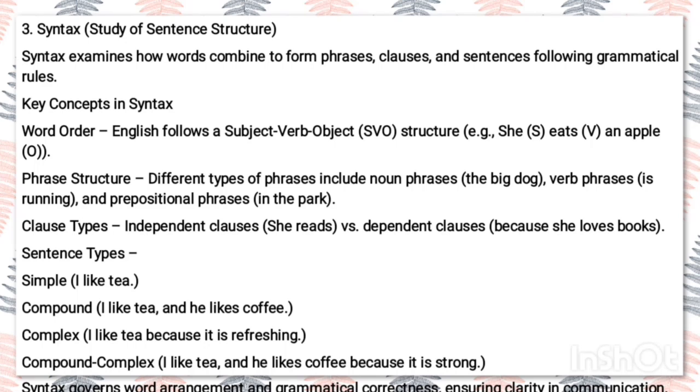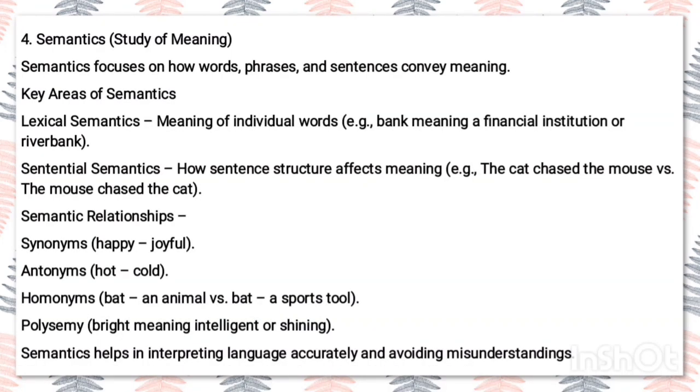Next one is compound-complex. It contains two independent clauses and at least one dependent clause. For example, I like tea and he likes coffee because it is strong. Next one is semantics, the study of meaning.